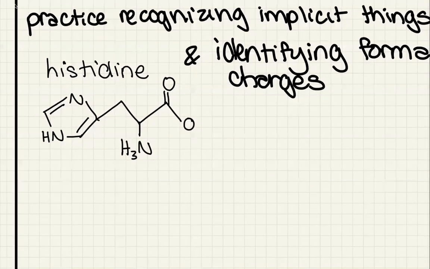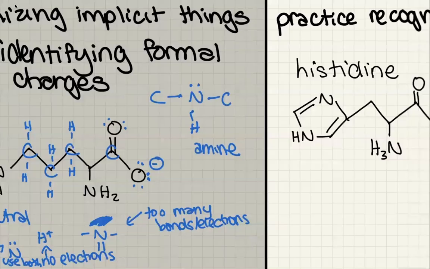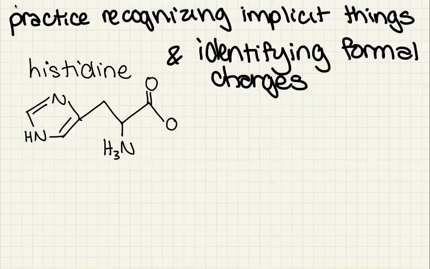So now let's go ahead and do one more example. In this case, we're looking at a different amino acid. Here we were looking at arginine, and here we're going to be looking at histidine. So I want you to do the same thing. Practice recognizing those implicit carbons, those implicit hydrogens, and identifying the formal charges on this molecule.